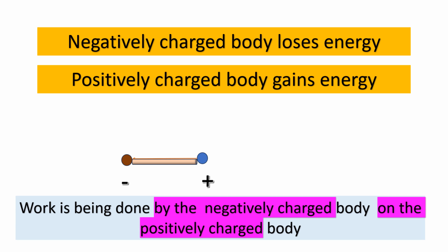And what about the positively charged body? It gains energy because the energy that this particle is losing, it is giving to this particle. So the positively charged particle is gaining energy. It is very important to notice who is losing energy and who is gaining energy, because by that we can understand who is doing the work and on whom the work is being done. So work is being done by the negatively charged body, and that's why we give it a negative sign. This particle is doing the work, so we give it a negative sign, and this particle is the one upon which the work is being done, so we give it a positive sign as it is gaining energy.